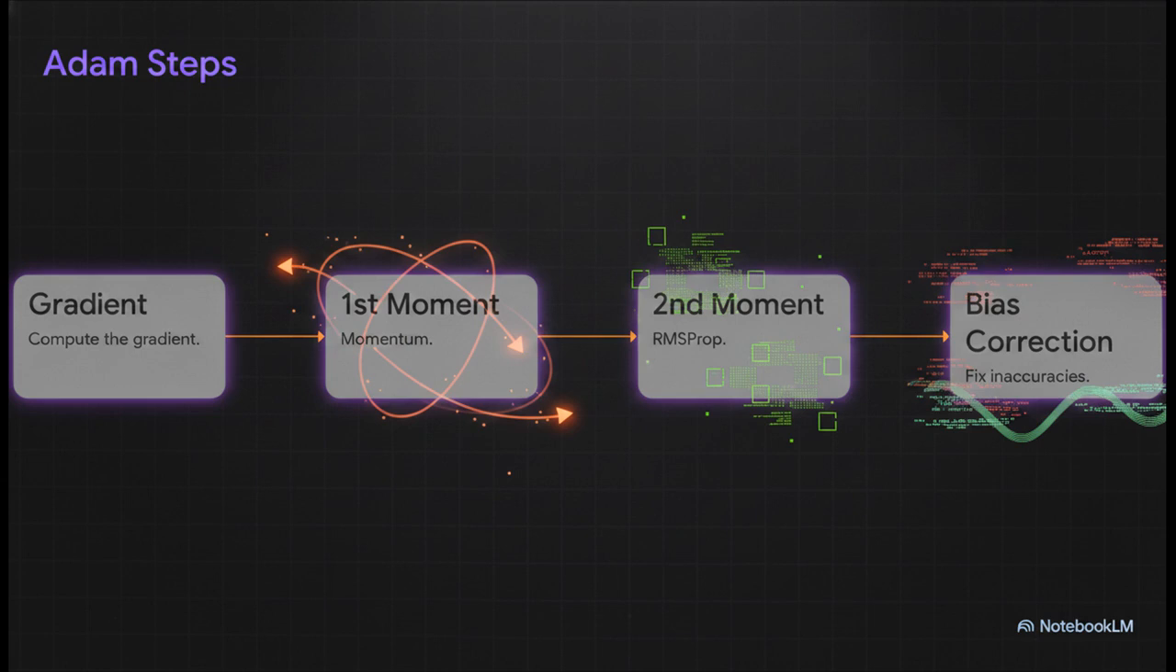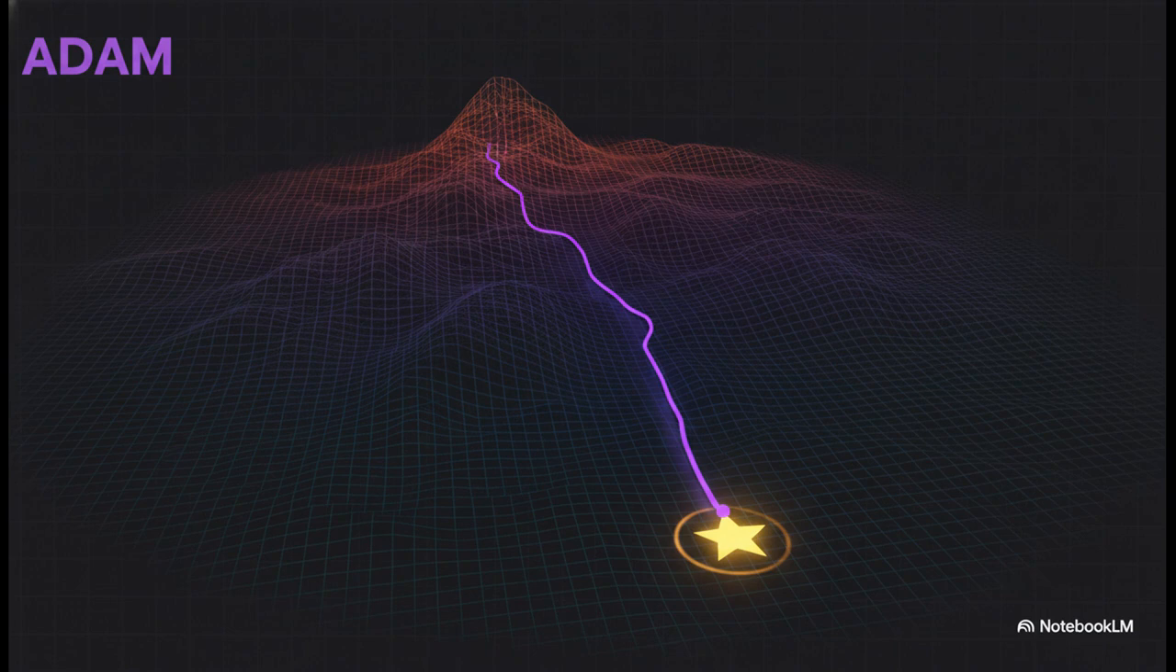From step 2, it takes the velocity and speed of momentum. From step 3, it takes the automatic gear shifting and adaptive learning rates of RMSProp, and then it adds a unique bias correction, which fixes a little mathematical glitch that makes earlier algorithms highly inaccurate during their very first few steps. The royal purple path of Adam is honestly a thing of beauty.